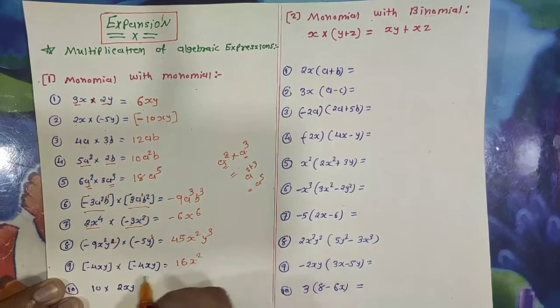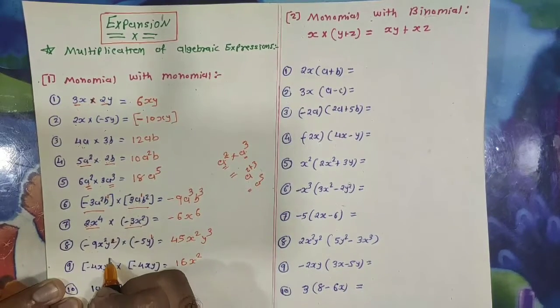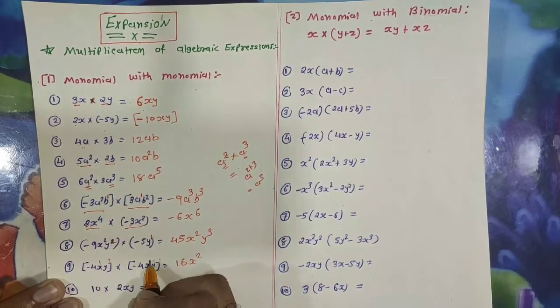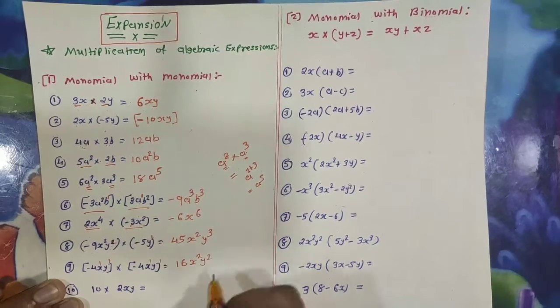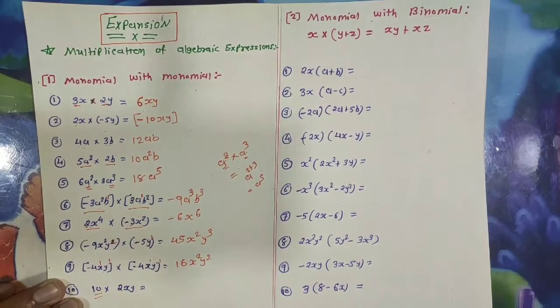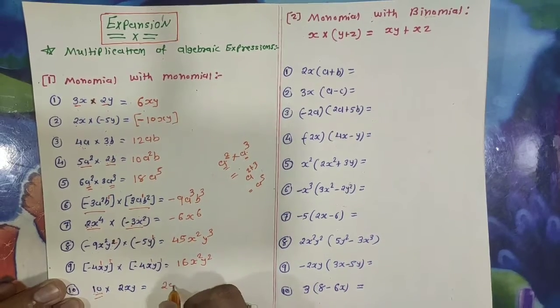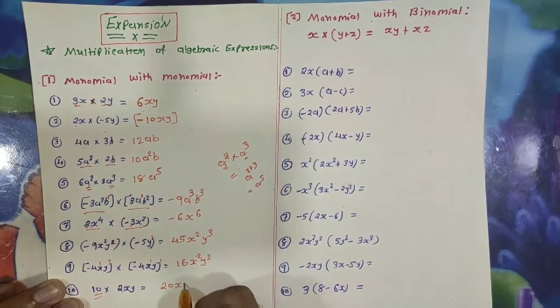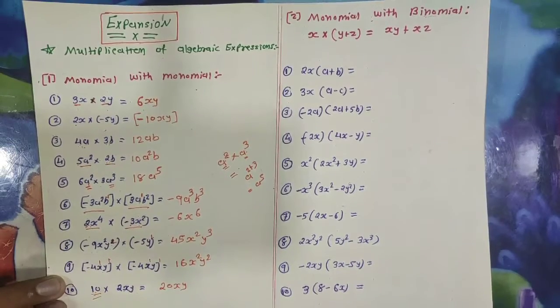Now similarly here minus minus plus, 4 4s are 16, x into x is x square, and y into y is y square, 1 plus 1 is 2. Here only a constant term is there, so you have to multiply this 10 with this 2, so 10 2s are 20, and this xy as it is, so it's 20xy.